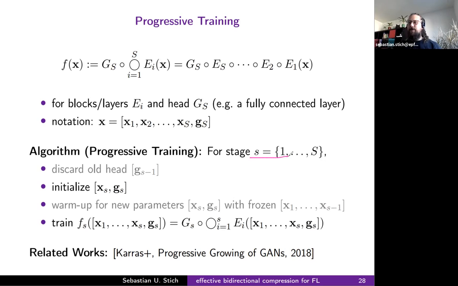Now, when I want to grow my network, I can skip to the next stage. I throw away this old head, I initialize the new additional parameters that I added to the network, and I now train the new model. There is a small technical detail: it turned out to be very helpful to use some warm up for these new parameters. So instead of randomly initializing, it's good to freeze the old weights and slightly train these new weights for a few iterations.